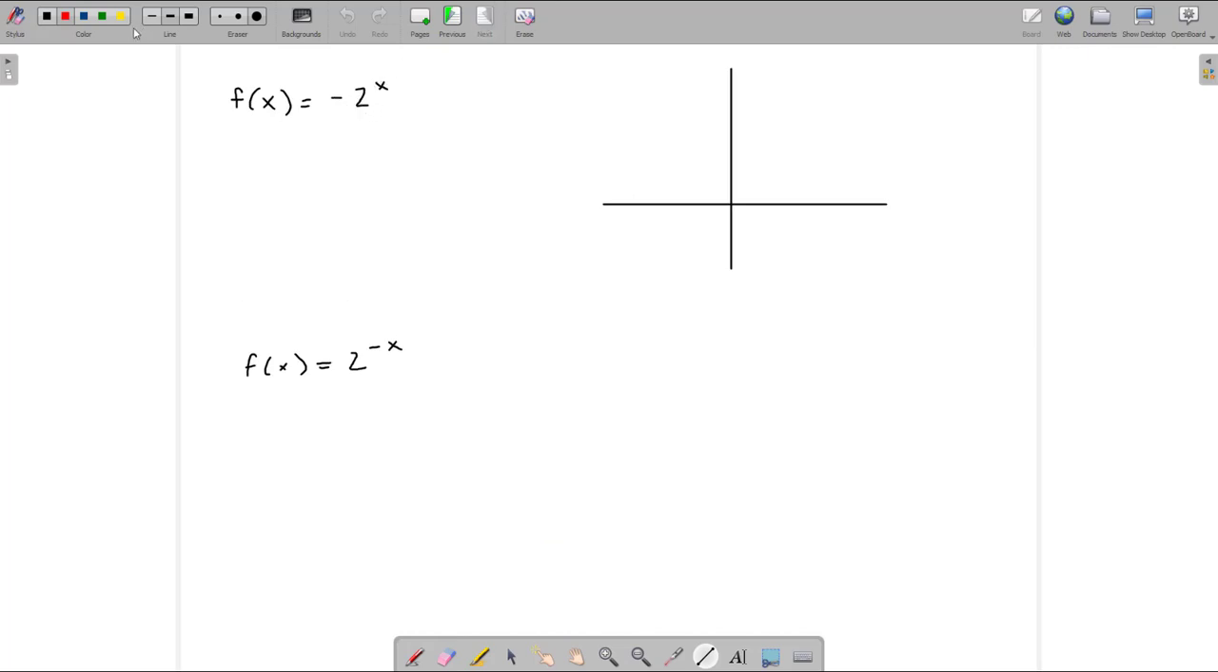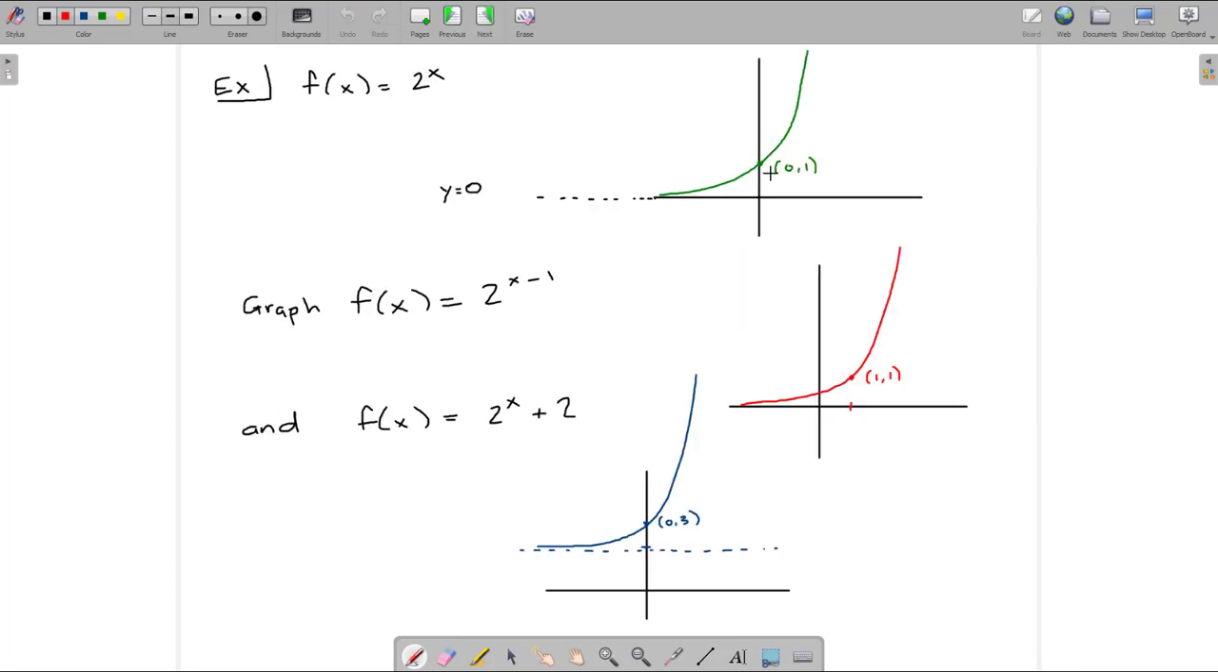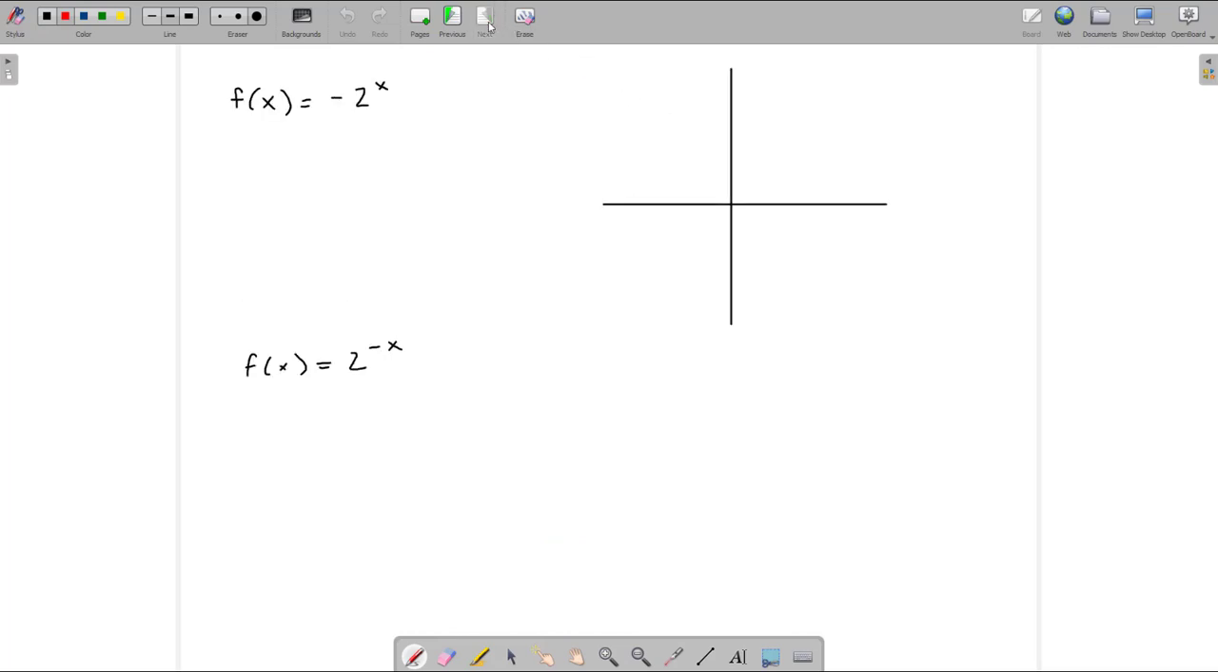So again, let's orient ourselves about that point that we have. And I'm going to extend our axis a little bit more since we're going into the negatives here. So remember we had that intercept 0, 1, right? So if I'm reflecting over the x-axis, that point 0, 1 is going to flip down here and become the opposite, 0, negative 1.